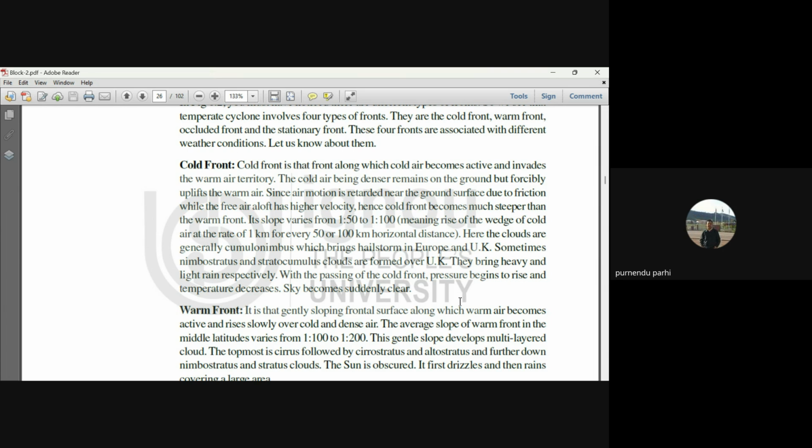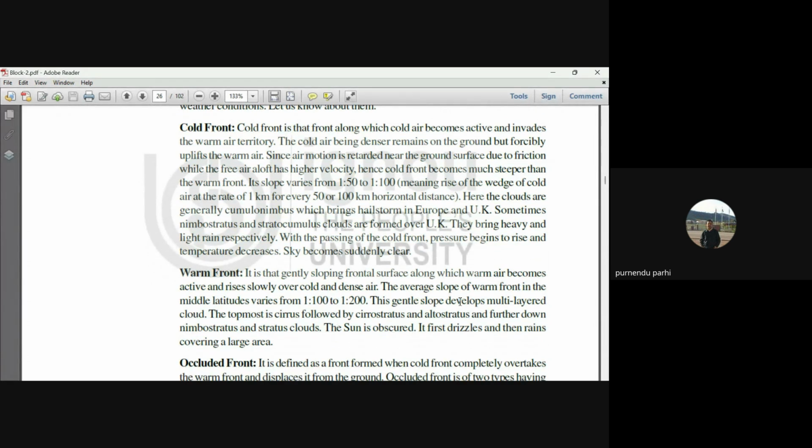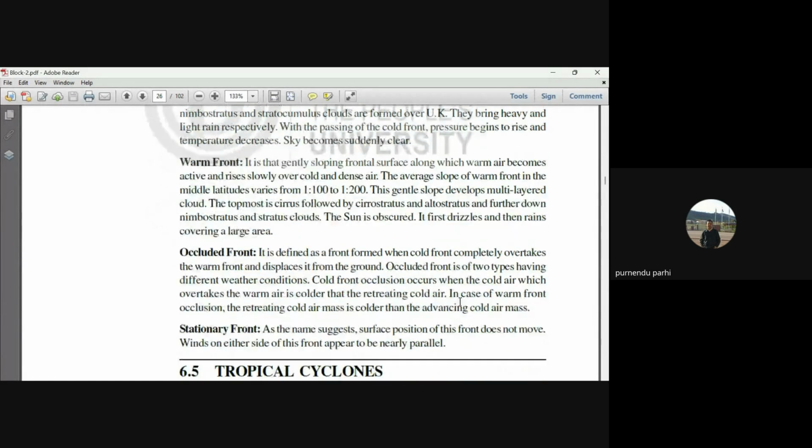Then the warm front. It is that gently sloping frontal surface along which warm air becomes active and rises slowly over the cold dense air. The average slope of warm front in the middle latitude varies from 1 in 100 to 1 in 200.